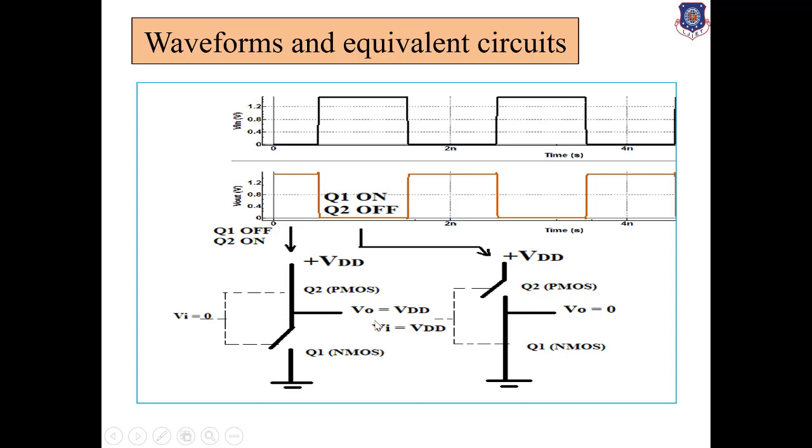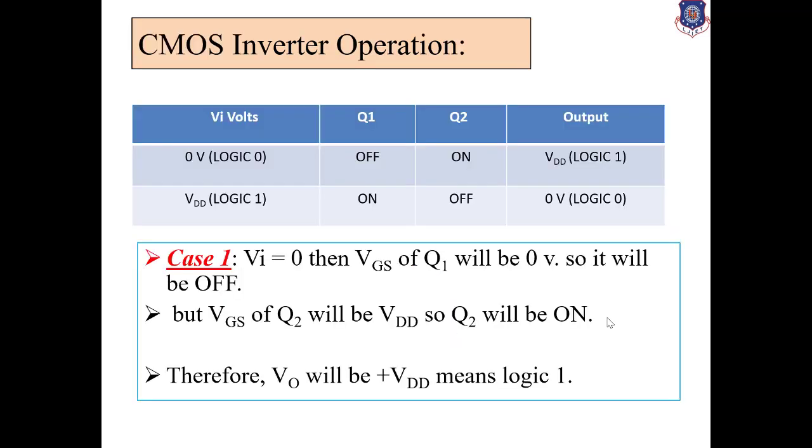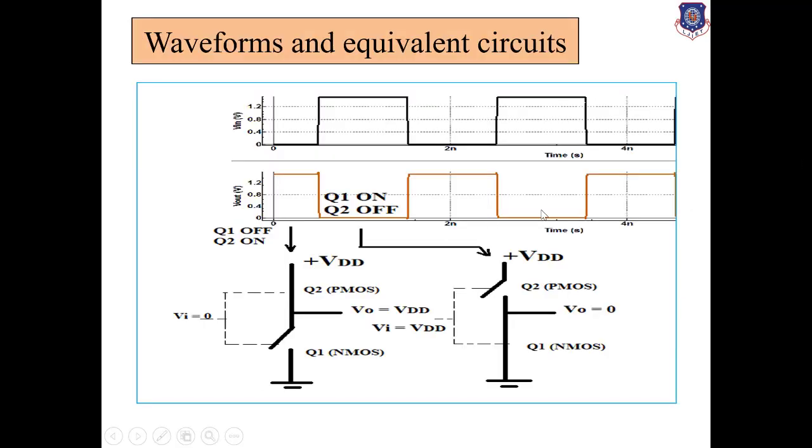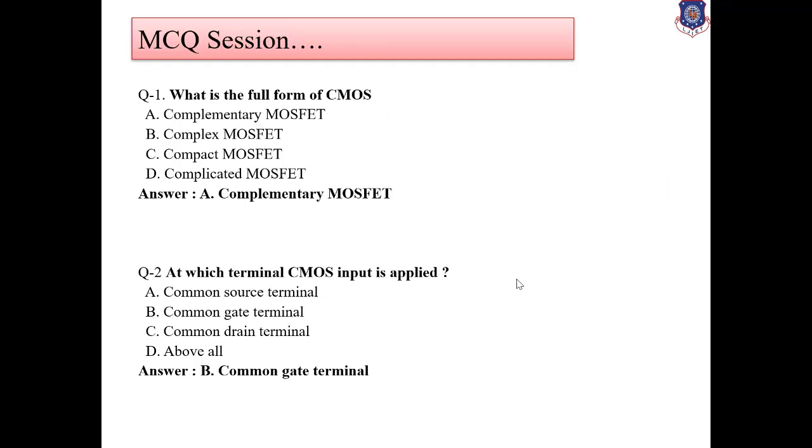So if input is 0, output is plus VDD, according to this Q2 is on, in the first case. And in second case, if input is VDD, Q1 on and Q2 off. Due to that, this output is directly connected to the ground and therefore VO equal to 0. All the operation, table and cases are described by the waveforms clearly, and the similar thing is described by the equivalent circuit. Dear students, if you have any doubt, then you can contact me anytime.